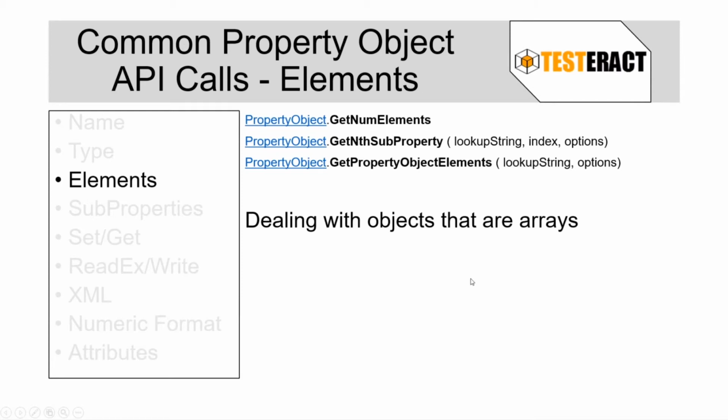The elements and the sub-properties are completely different. Most people have to learn this the hard way. Get num elements, get nth sub-property elements, and get property object elements are all related to arrays, property objects that are arrays. So you have to look at the type first before you use these, unless you already know it's an array, then you can just use these.